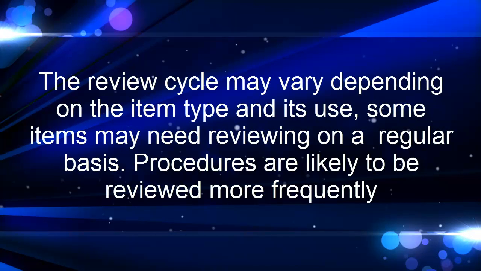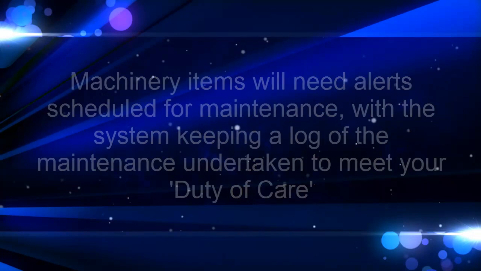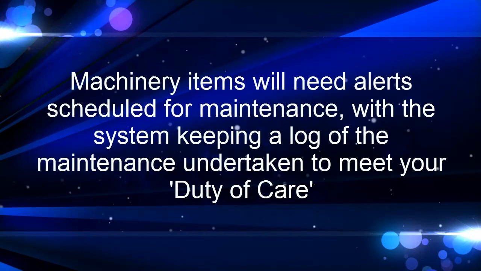Some items may need review on a regular basis, whereas other items, for example a policy, three years would be typical, making sure that there must be no more than 5 years between reviews. Procedures, on the other hand, are likely to be reviewed more frequently, with machinery items needing alerts scheduled for maintenance and not just the data entry review.